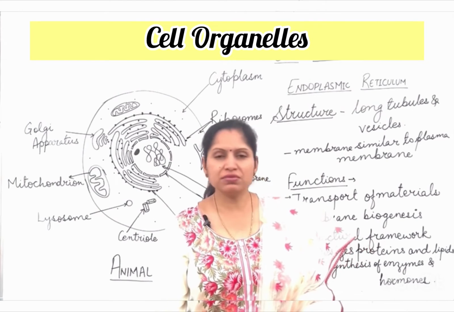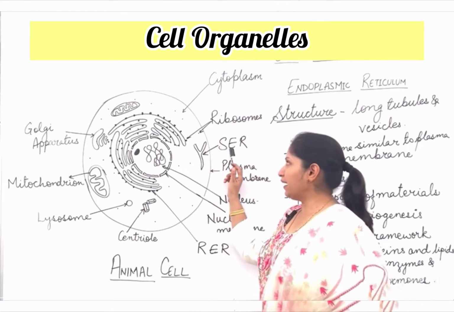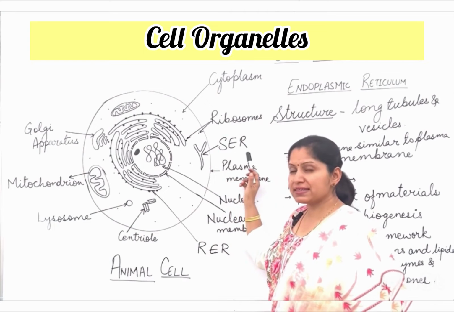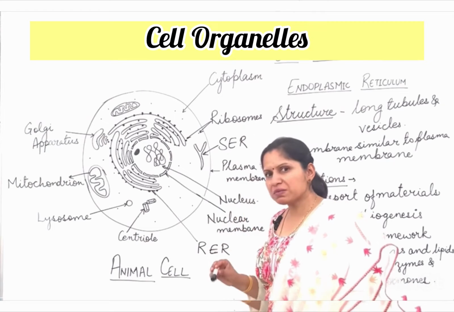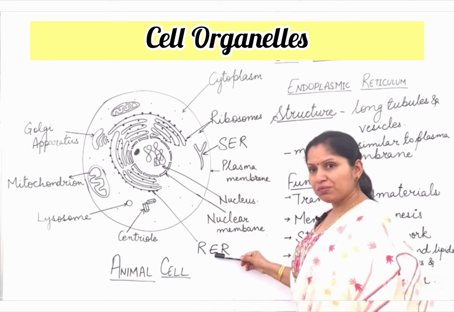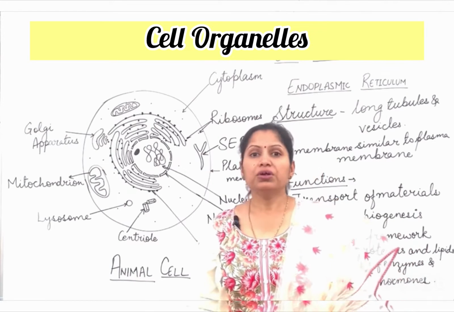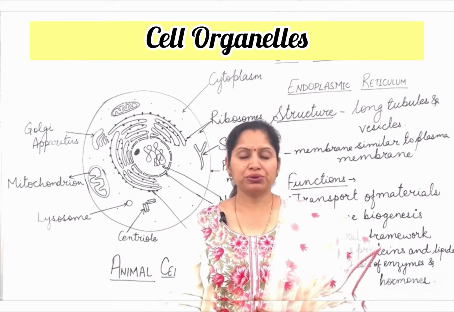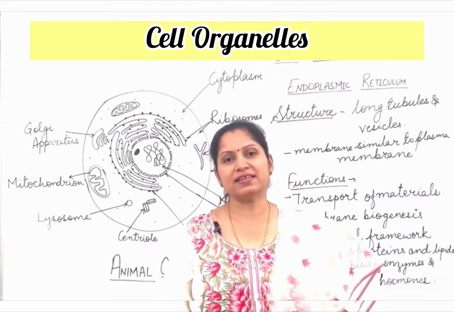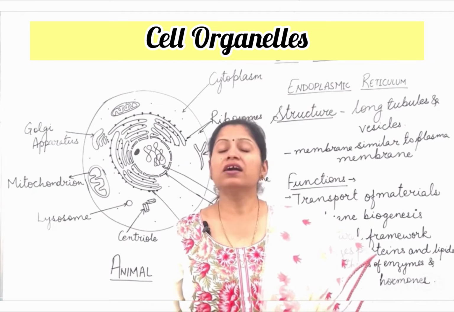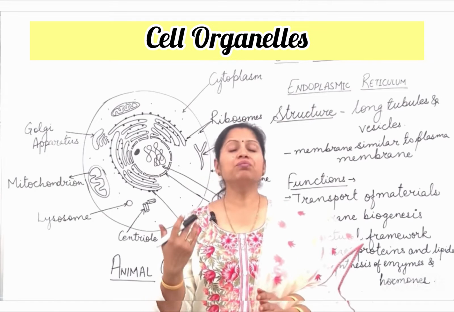If the endoplasmic reticulum doesn't have any ribosomes over its surface, then it's called smooth endoplasmic reticulum, represented by SER. So endoplasmic reticulum we have seen is of two types, rough endoplasmic reticulum and smooth endoplasmic reticulum. Now, this rough endoplasmic reticulum, I told you, contains ribosomes, and ribosomes help in the synthesis of proteins. Ribosomes are also known as the protein factory of a cell. So these ribosomes help in the synthesis of proteins.